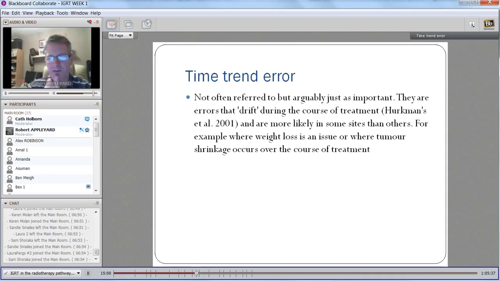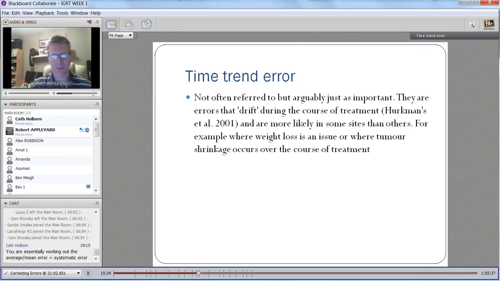We also see other types of errors, so time trend errors. If you're not familiar with these, they are ones that relate to things like weight loss or shrinkage of tumours. Tumour shrinkage is often not an issue, but in some cases it can be. Particularly with lymphomas, we see that tumour shrinkage can be a fairly significant issue.